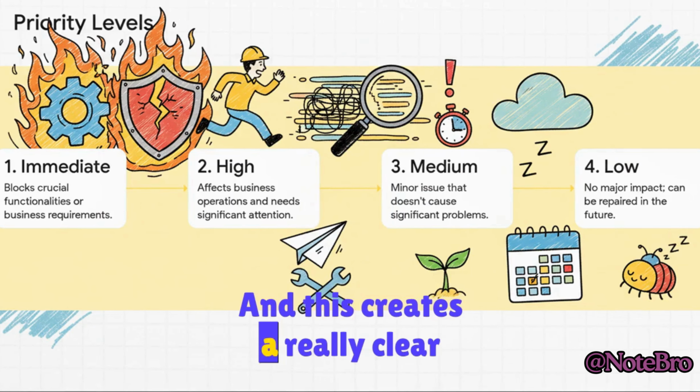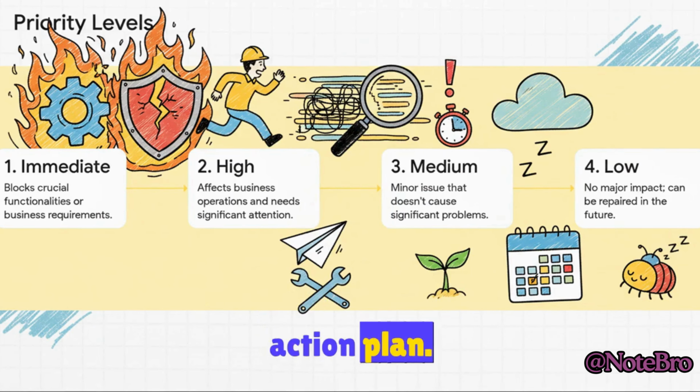And this creates a really clear action plan. Immediate is like the fire alarm going off. Everybody drops what they're doing and fixes this now. High is what you tackle the second that fire is out.